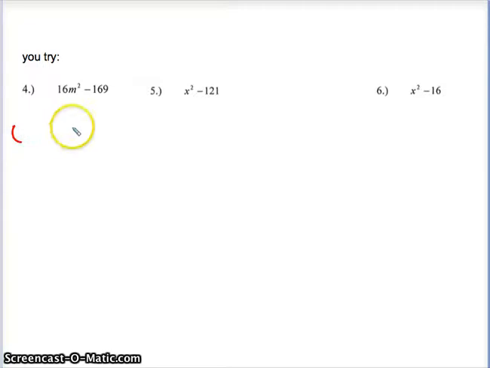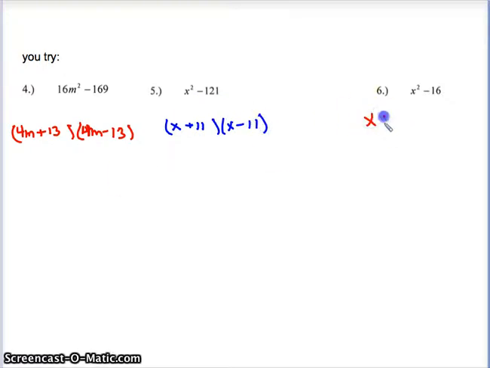We should have found that I have 4m plus 13, 4m minus 13. For the next question, it was x plus 11 and x minus 11. And then last, we've got x plus 4 and x minus 4. There you have it. There's the difference of squares. It's one of your special cases.